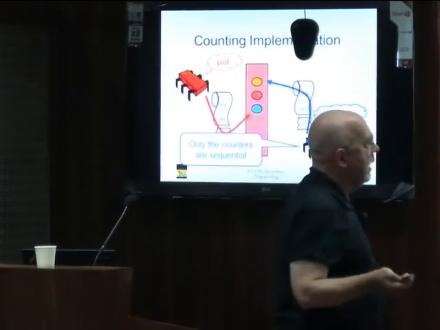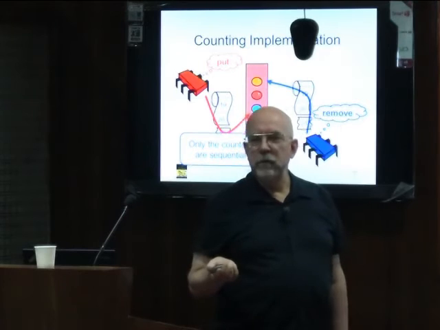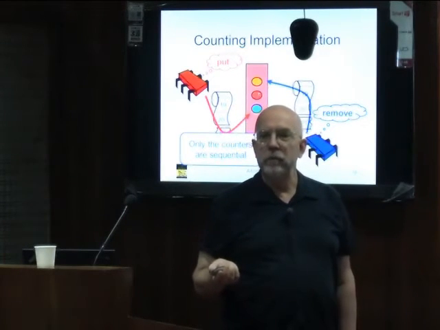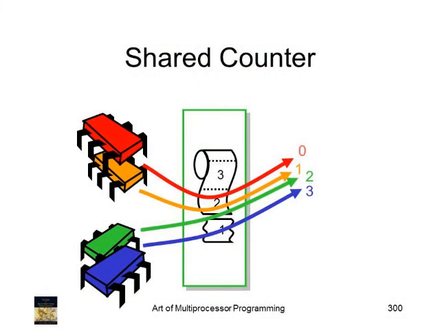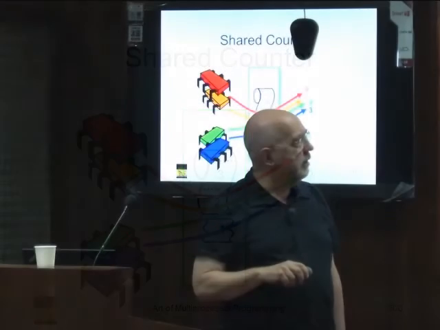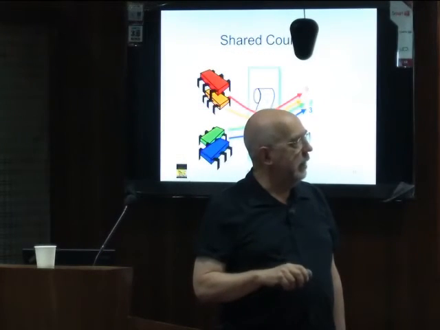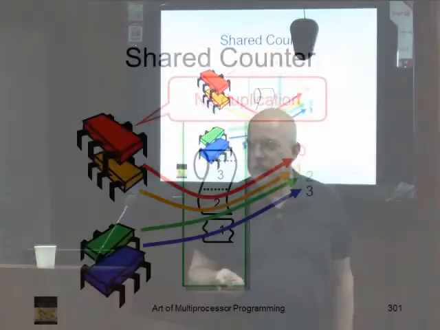But this means that only the counters are sequential. So instead of having one hotspot, I now have two, and having two hotspots is better than having one hotspot, of course. And so shared counter says that the threads come in and they ask for counter values, and they get counters, they get values.